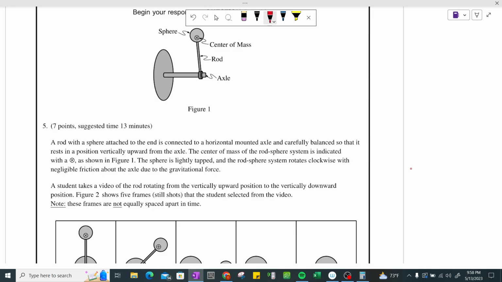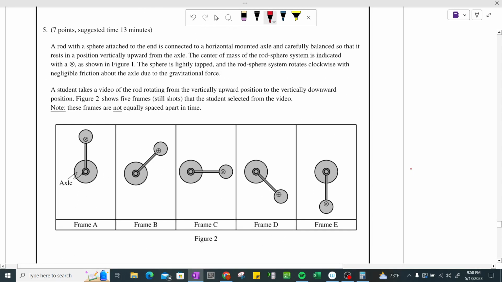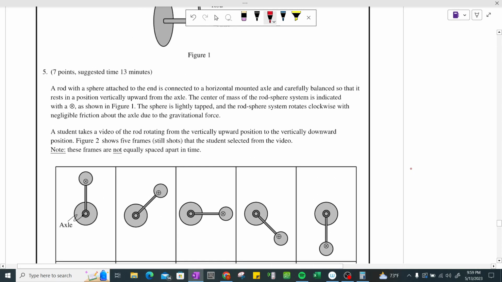Okay, the axle is horizontally mounted. So this is almost like your vertical circle tension question, except you don't have a rope, so it can actually almost come to rest at the top. Sphere is lightly tapped. Rod sphere system rotates clockwise about the axle. It does not say it rotates at a consistent rate, because it will not, because of gravity.